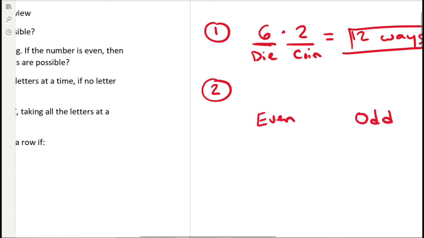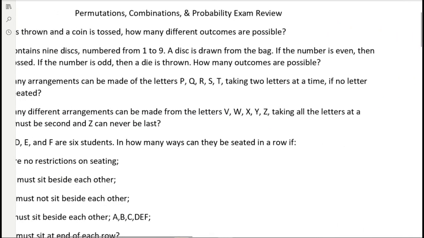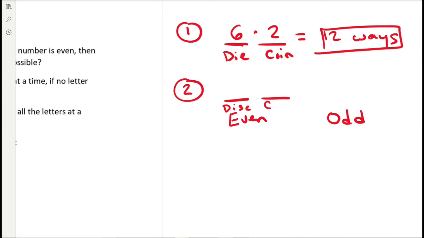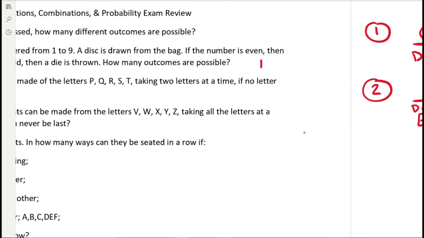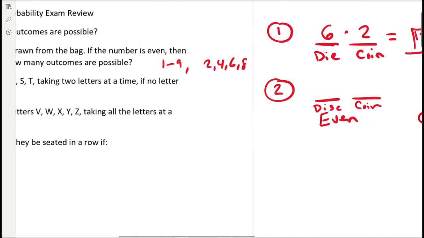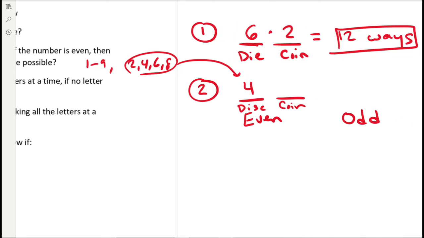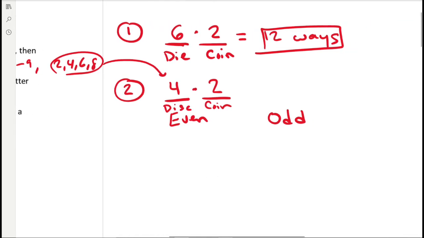For the even case, you have to be able to draw an even number from the disc, and once you get an even number, a coin is tossed. From 1 to 9, the even numbers are 2, 4, 6, and 8. So that's four even numbers. Therefore, there are four ways of choosing an even disc and two ways of tossing a coin. So for the even case, we have four times two ways.